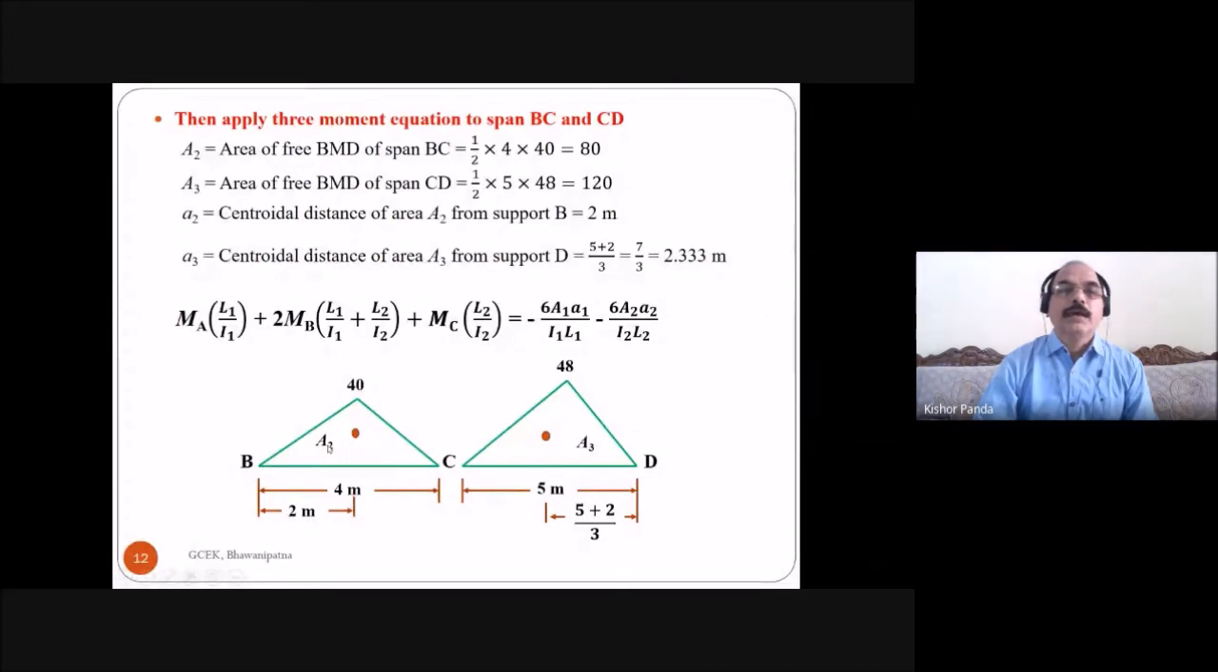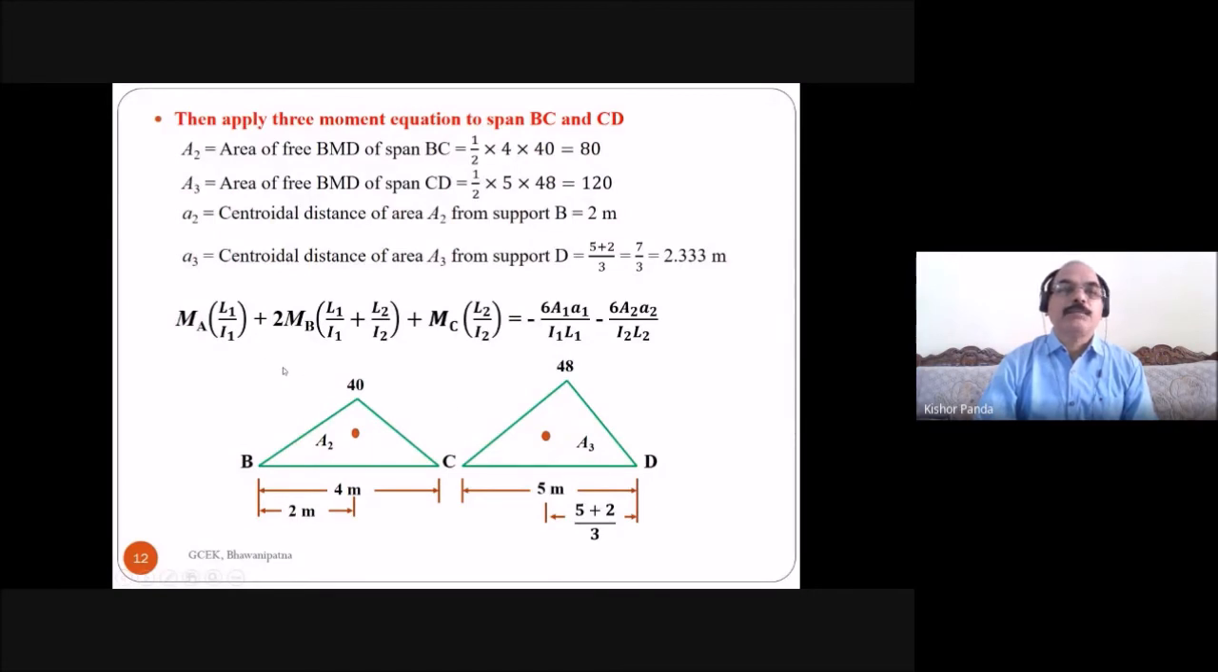So A2 is equal to 80, and A3 is equal to 120. The centroidal distance of area A2 from support B is 2 meter. Then the centroidal distance of area A3 from support D: what is the centroidal distance of this area? Because this is an eccentric triangle, this side is 2 meter and this side is 3 meter. So you know how to find the centroidal distance: L plus B by 3, or L plus 2 by 3. So L is your 5, and this is your 2 meter, so 5 plus 2 by 3. So this is the centroidal distance.